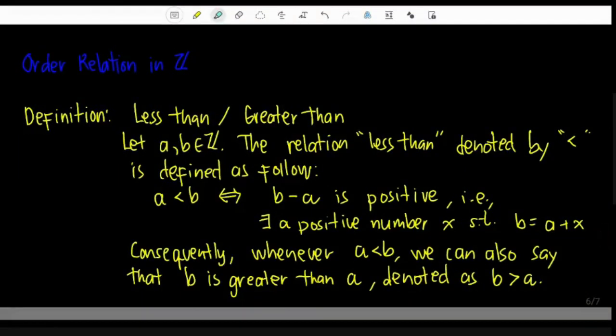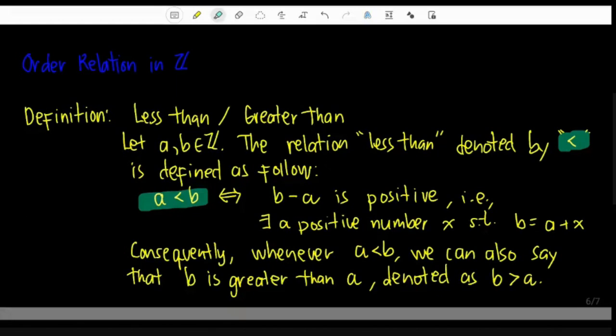The set of integers is a set containing an order relation. So the order relation is induced by the relation less than or greater than. So let A, B be two integers. The relation less than, which we denote by this symbol, is defined as follows. We say that A is less than B if and only if B minus A is positive. So that means there is a positive number X such that B is equal to A plus X.